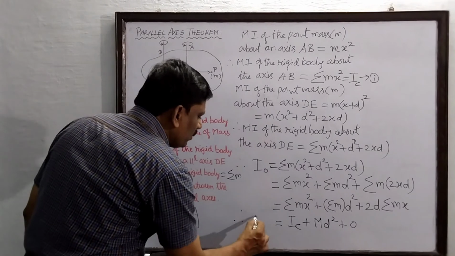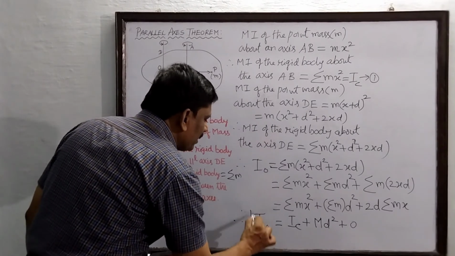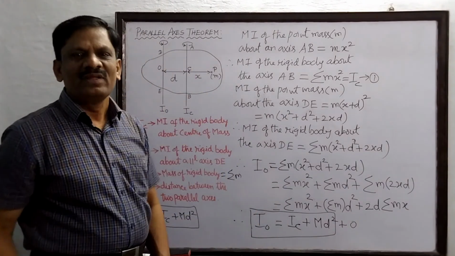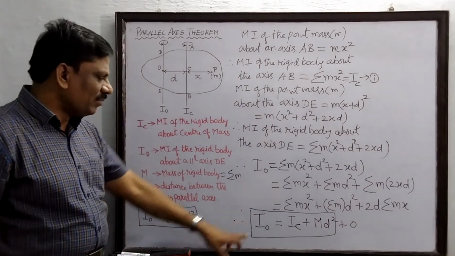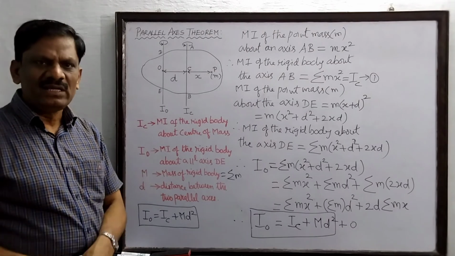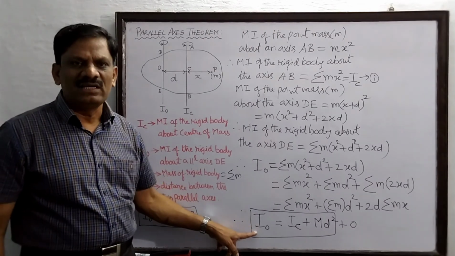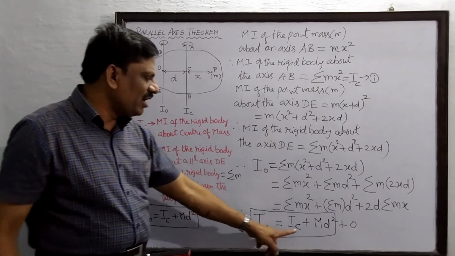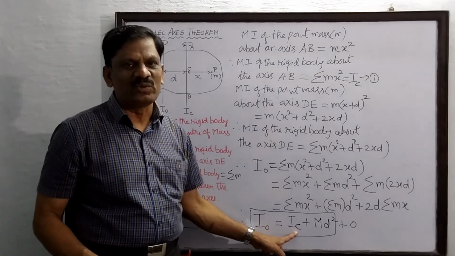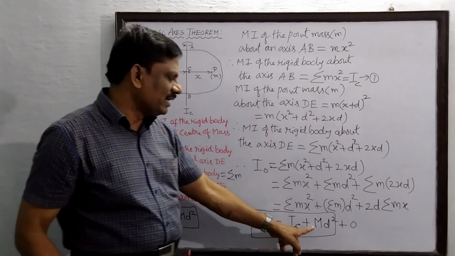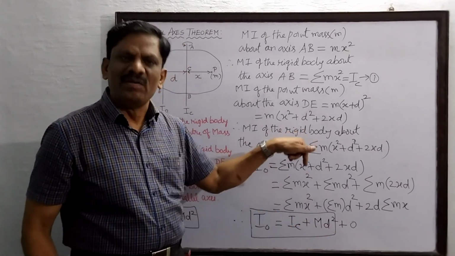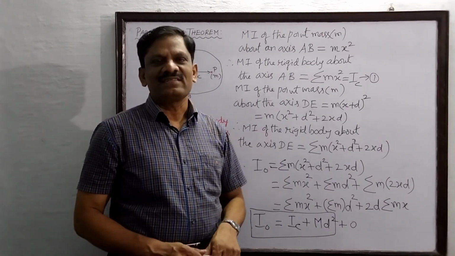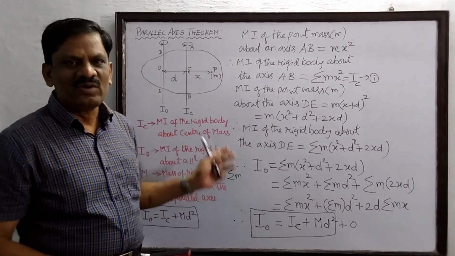Therefore, are we getting it now? I naught is equal to IC plus M d square. So we have proved that the moment of inertia of a rigid body about any axis is equal to the sum of its moment of inertia about a parallel axis passing through the center of mass, and the product of its mass and the square of the distance between the two parallel axes. Have you understood, students? Okay, now we will go to the next theorem.